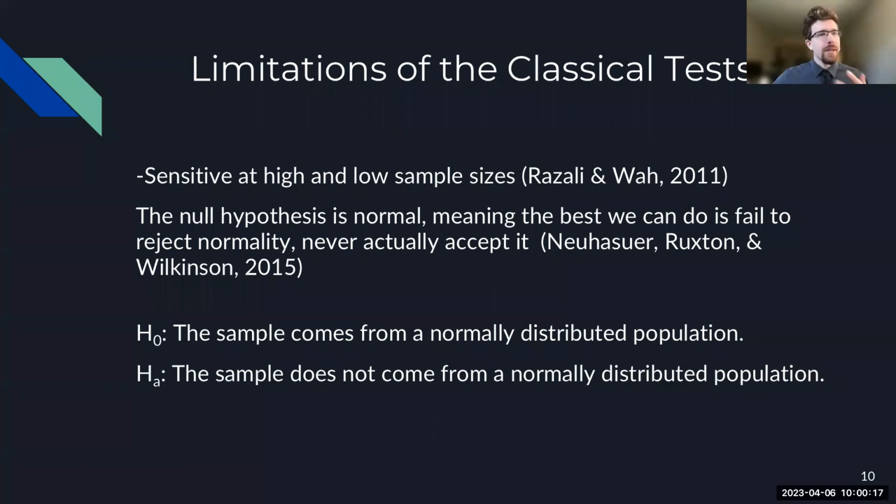You have sensitivity at high and low sample sizes. The null hypothesis is normal, which we showed before and we have on this screen as well. But that means the best we can do is fail to reject normality. You never accept it. We have insufficient evidence to reject, and we have insufficient evidence otherwise. We can't truly accept this condition. And we have this large problem where we can't assert anything more than fail to reject.